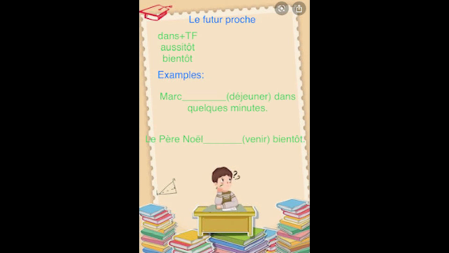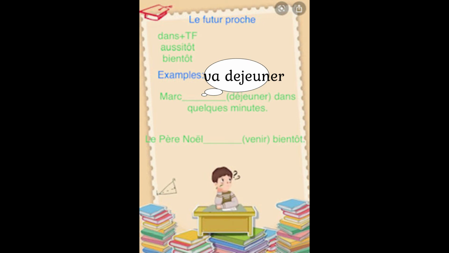The next tense is the future proche tense. The keywords for this are dans plus time factor, auxiliary and bientôt. Let's take a few examples. The first example is "Mark dans quelques minutes." Now here the keyword is dans plus quelques minutes, and quelques minutes is the time factor here. The verb is déjeuner, so we will conjugate it in the future proche tense and it will be written as Mark va déjeuner.